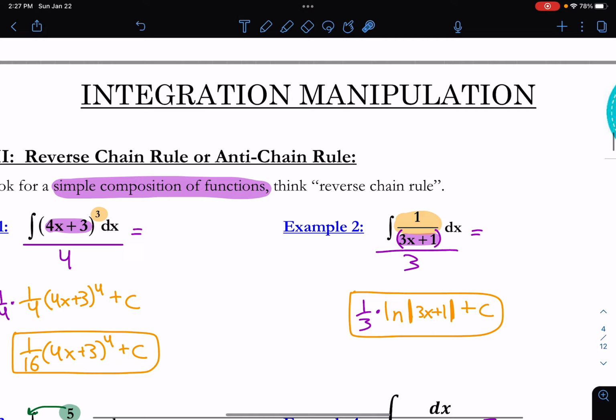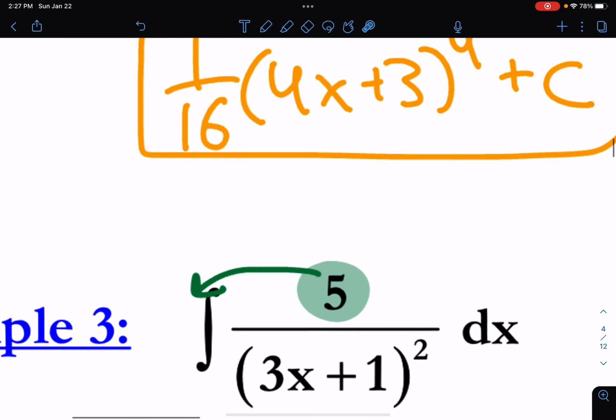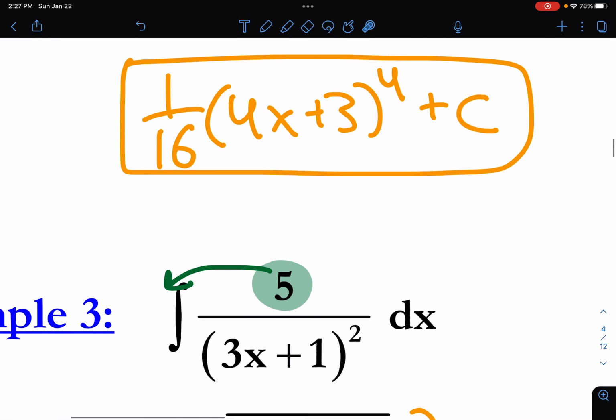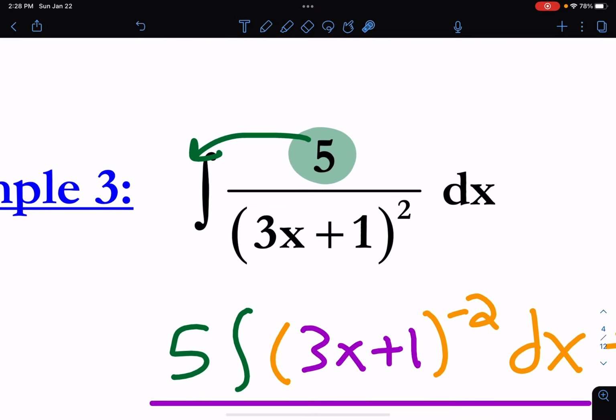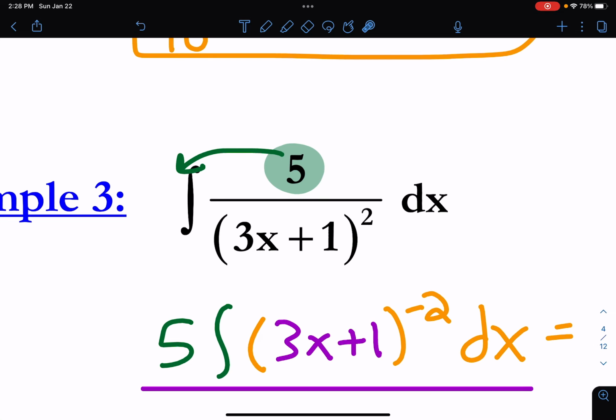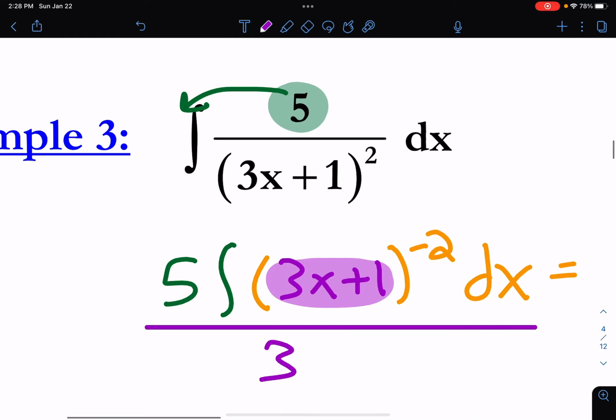Okay. Now, example 3 is very similar to example 2, but the first thing I'm going to do is take this 5 up here, right? This 5, right, is kind of a nuisance. My first step is let me just put that outside of the integral, right? And so then I can go ahead and rewrite this. Okay, so I put the 5 on the outside. Right? Now, again, I have parentheses, right? And so the composition part should be easy to see. That's the 3x plus 1. And so I'm going to divide by 3 again.